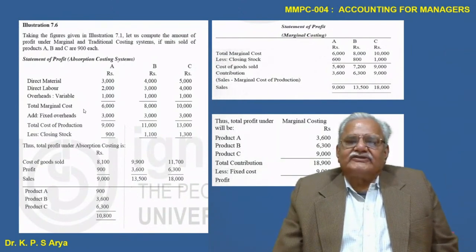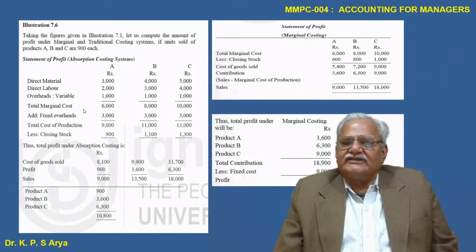Under marginal cost, product A is 6,000, less stock 600, goods sold 5,400, the contribution is 3,600. In case of B, it is 6,300 and C is 9,000. So the total profit in case of marginal costing is 3,600 plus 6,300 plus 9,000, total 18,900. Fixed cost is 9,000. So total profit is 9,900.